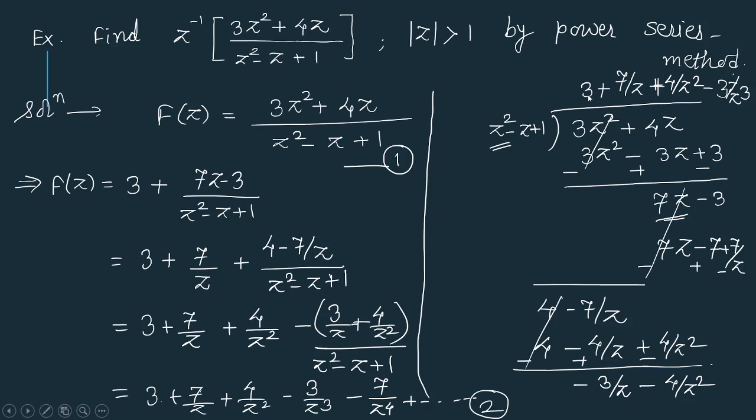Now after dividing the terms we write down this as 3. This is the quotient value 3 and remainder is 7z minus 3 upon denominator term. Now again we consider this, that means the second value is 7 by z, 3 as it is, then 7 by z into remainder is 4 minus 7 by z upon denominator term. Now 3 as it is, 7 by z as it is. Now third value of the quotient is 4 by z square, and this is the remainder value upon denominator. In this way we write down this series.